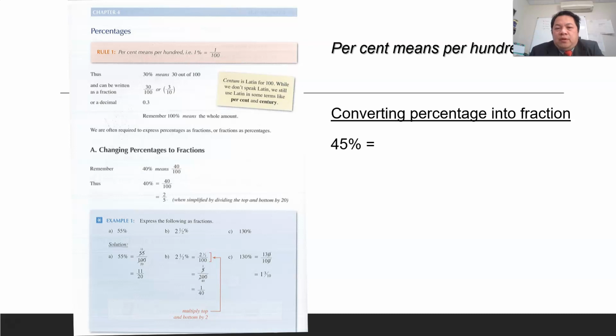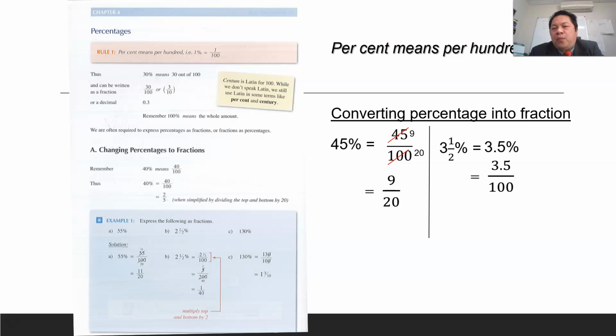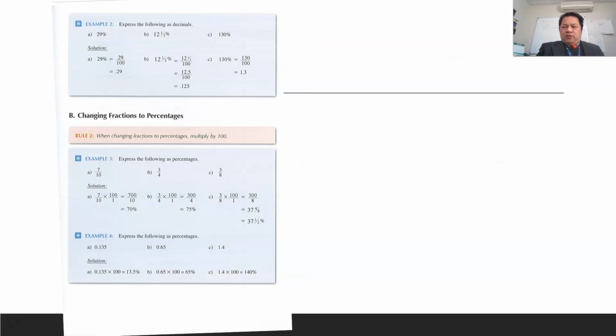So very simple. 45% is basically 45 out of 100. From here, you simplify the fraction into simplest form. Both can be divided by 5. So you get 9 out of 20. Okay, what about 3.5%? Same thing, 3.5% is 3.5 over 100. We can't have a decimal in a fraction, so we have to multiply by 2 so that I can get 7 out of 200. And I can't simplify further, so that is the simplest form.